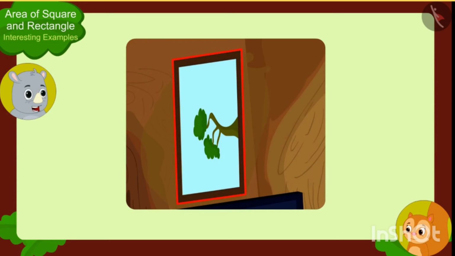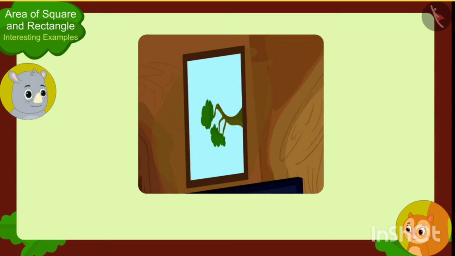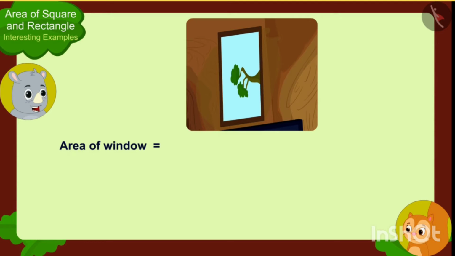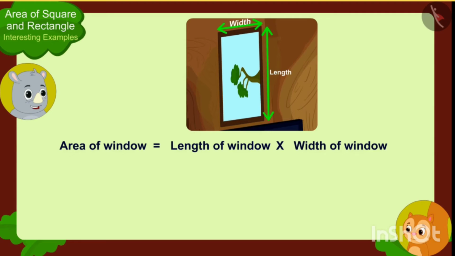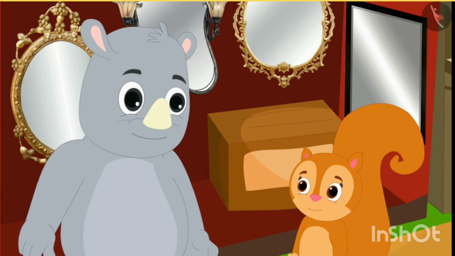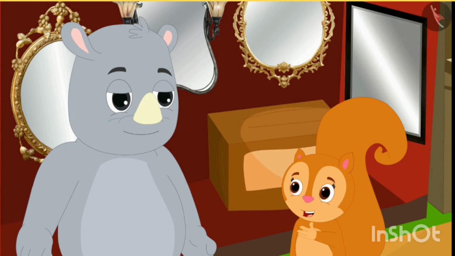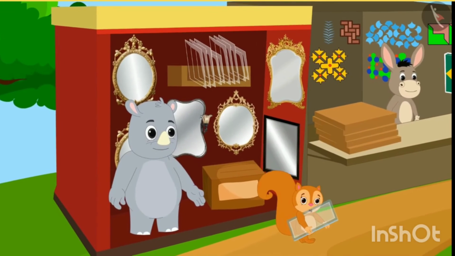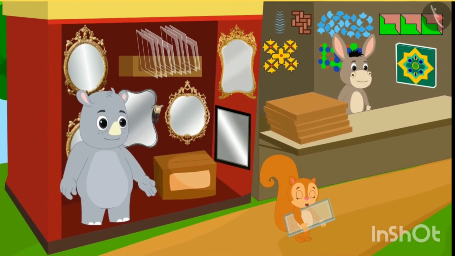Now, because your window is rectangle shaped, we only have to multiply the length of the window by the width of the window to find the area of the glass in your window pane. In this way, the area of your glass will be 5 times 1, 5 square meters. Chanda thanked Gaggu and happily returned home after purchasing her glass from his shop.